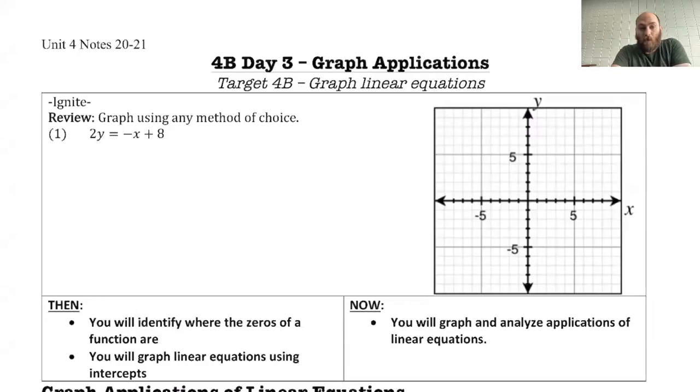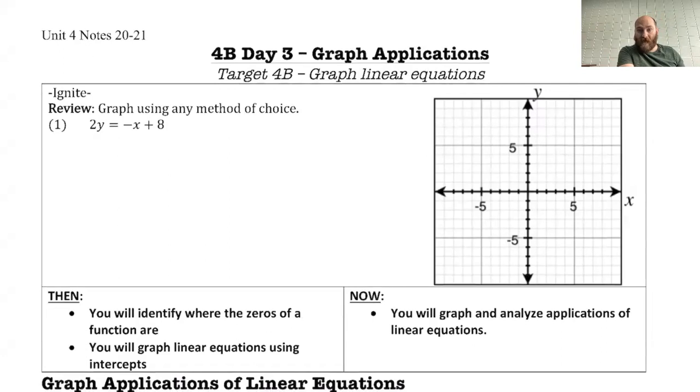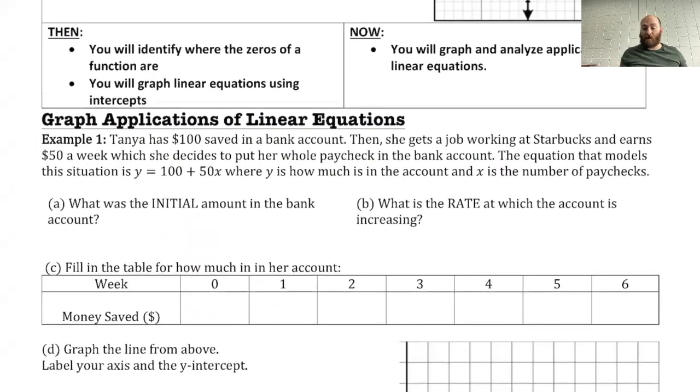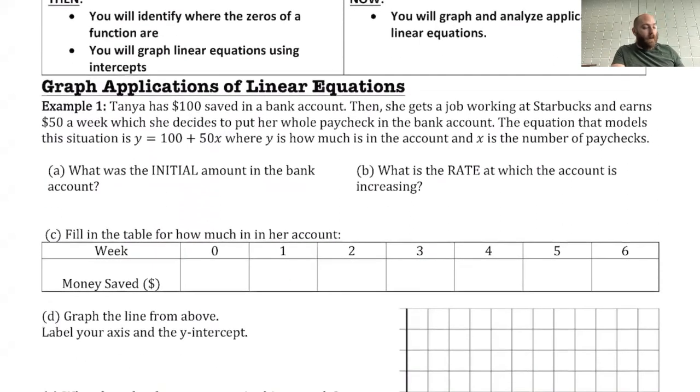Today we're going to be talking about 4B Day 3, graph applications. The idea with today is we're going to be looking at our linear functions and determine a little bit more information about them, especially when there's context. We'll stick with our slope-intercept form and understand a lot of those things that come up with that. So let's start breaking down some of these.